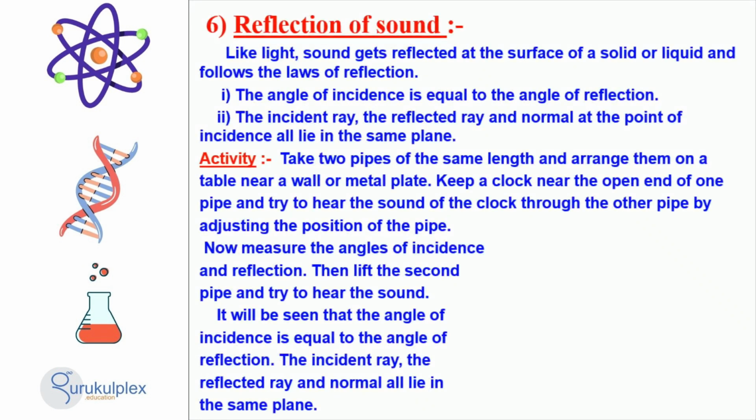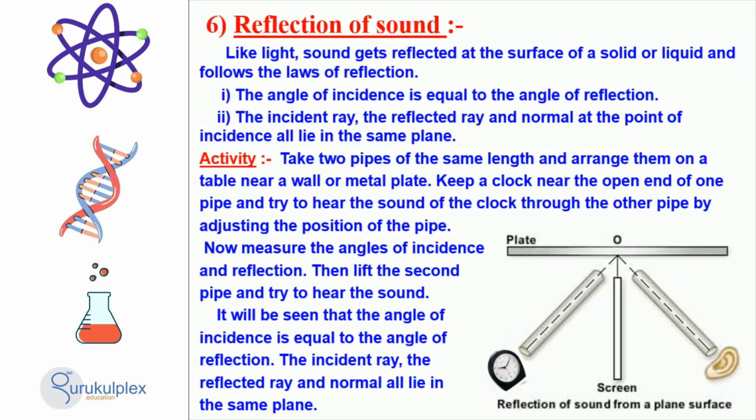When a sound wave hits a solid or liquid surface, it is reflected in a manner similar to light, with the angle of the reflected wave being equal to the angle of the incident wave. To experiment with this theory, take two pipes of the same length. Place one end of the pipe near a wall or metal plate, and place a clock near the open end. Place the other pipe near the clock until you can hear the sound. Measure the angle of incidence and reflection. You will find that they are both equal. As you raise up the pipe, the sound will become quieter and eventually disappear.